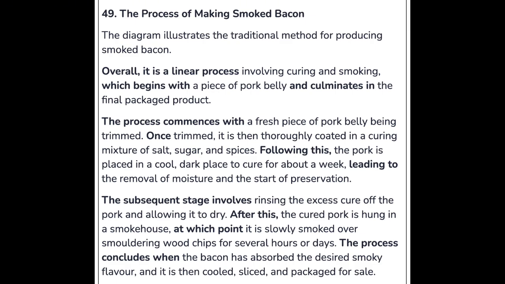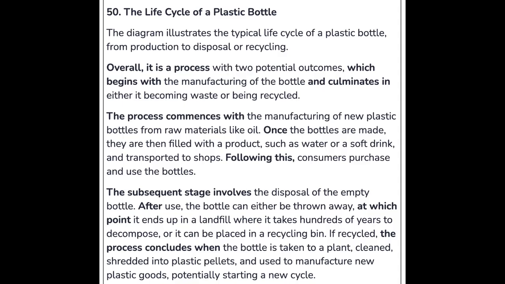The process concludes when the bacon has absorbed the desired smoky flavor, and it is then cooled, sliced, and packaged for sale. 50. The life cycle of a plastic bottle. The diagram illustrates the typical life cycle of a plastic bottle, from production to disposal or recycling. Overall, it is a process with 2 potential outcomes, which begins with the manufacturing of the bottle and culminates in either it becoming waste or being recycled.